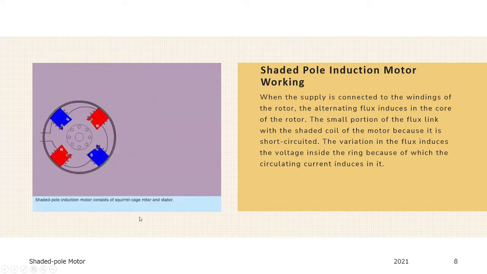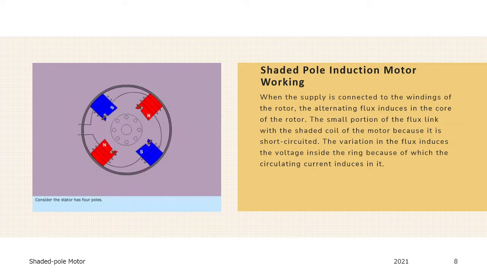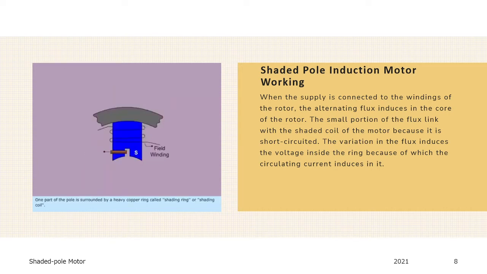Shaded pole induction motor consists of squirrel cage rotor and stator. Consider the stator has four poles. Each pole has two parts. One part of the pole is surrounded by a heavy copper ring called shading ring or shading coil. This part of the pole is shaded part and the remaining part is called unshaded part.